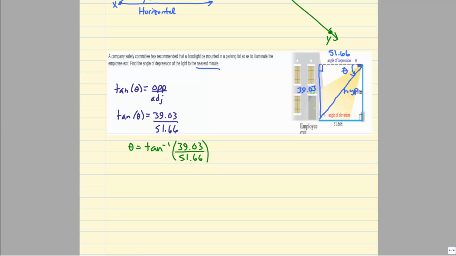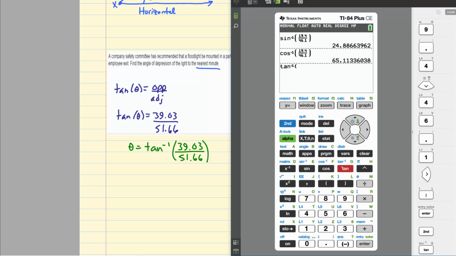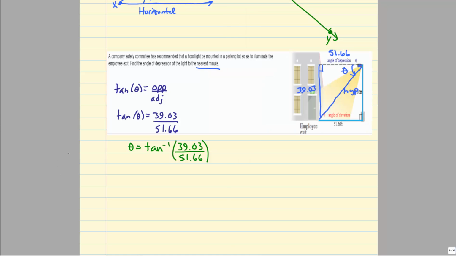Okay, so let's grab our calculator. Let's look at the inverse tangent. I'm going to use my fraction key, and I have 39.03 divided by 51.66. Arrow out, close parenthesis. I am in degree mode, and I get 37.07166121. So theta equals 37.07166121.